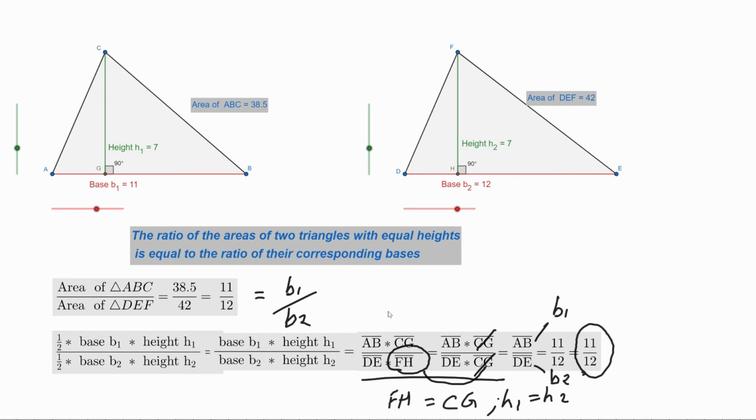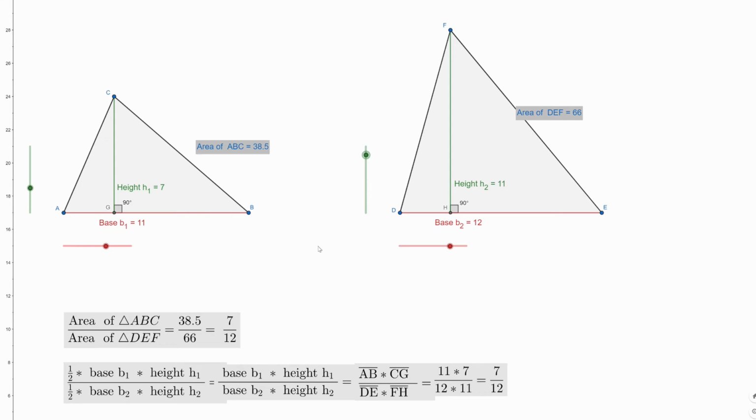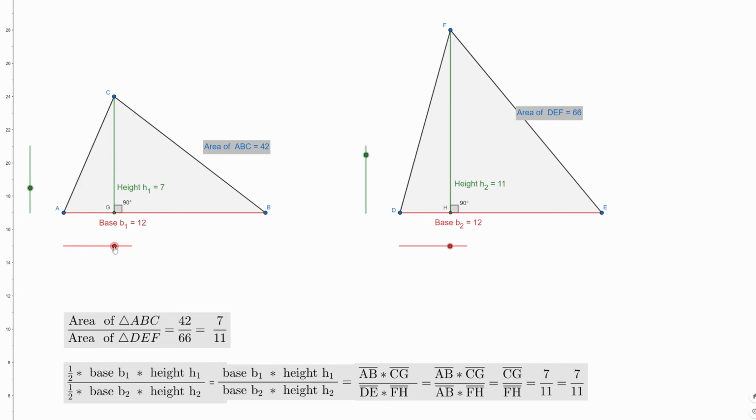Now what happens if the bases are the same but the heights are different? Now what I'm going to do is make the bases the same and the heights different. So let me first change the height, and now I'm going to make the bases the same. There it is. So now both the bases are the same, b1 is equal to b2, and my heights are different. Now again come down and have a look at the equations.